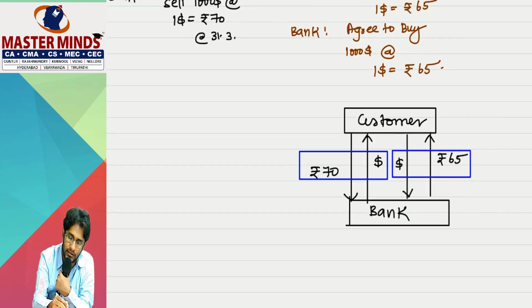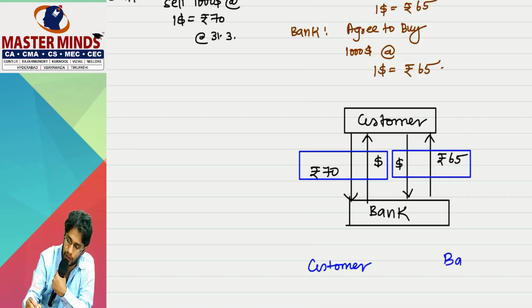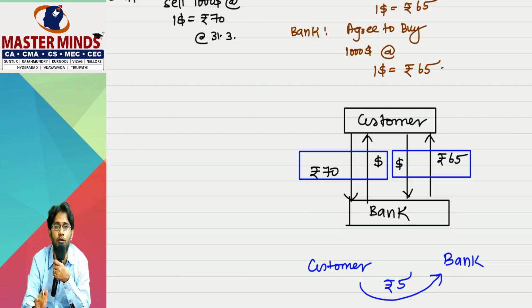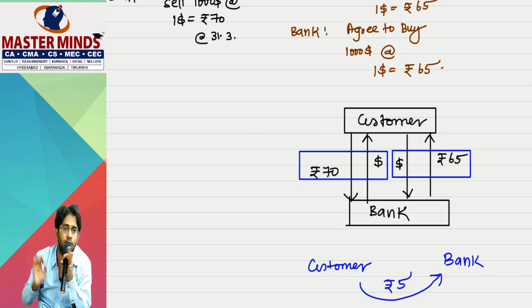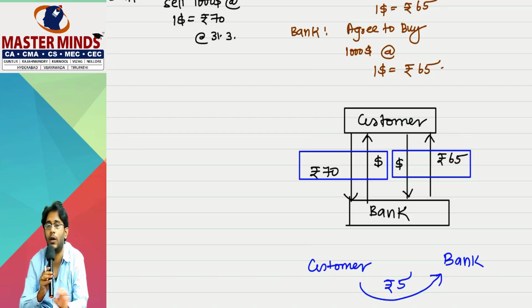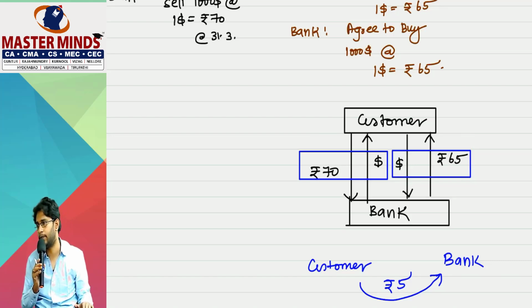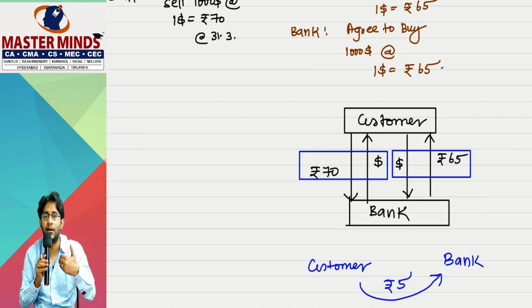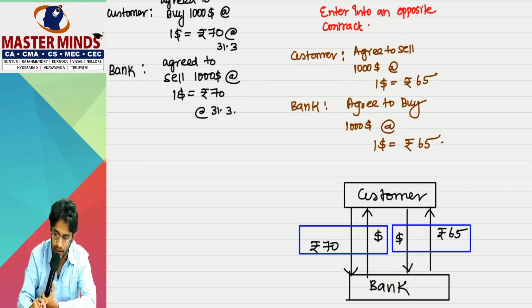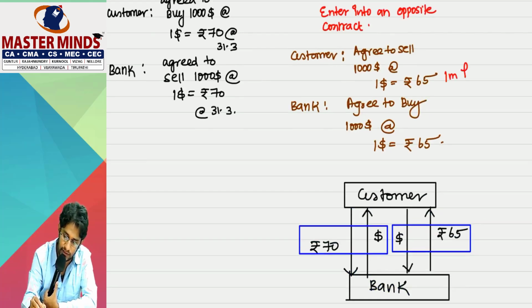So effectively what is happening in this transaction is the customer should pay to the bank an amount of 5 rupees. The losing party will pay money to the gaining party and the contract is deemed to be closed. Do you understand that this is how you cancel a forward contract or a futures contract before the maturity date? You have to enter into an opposite contract at what rate? At the forward rate for the remaining period. In this case, 65 rupees, whatever I have given you, is a 1 month forward rate.